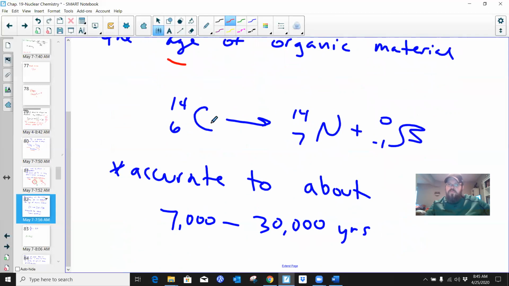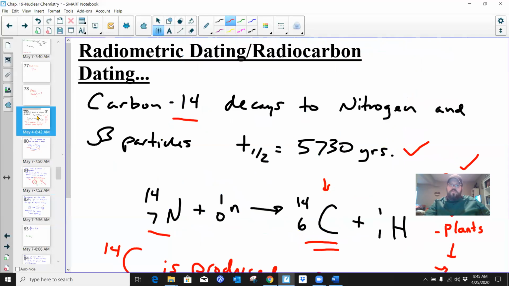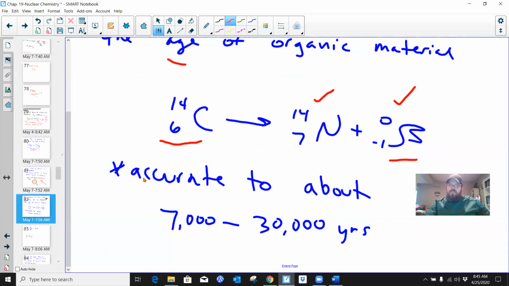Because carbon-14 will go through beta decay. So carbon-14 will go through beta decay back into nitrogen-14, the most common isotope of nitrogen, and give off beta particles. Now, the half-life we said of carbon-14 is 5,730 years, okay? So it does put some limits on how much we can use carbon-14 as a way to date the age of substances. So it's accurate only to about between 7,000 to 30,000 years.